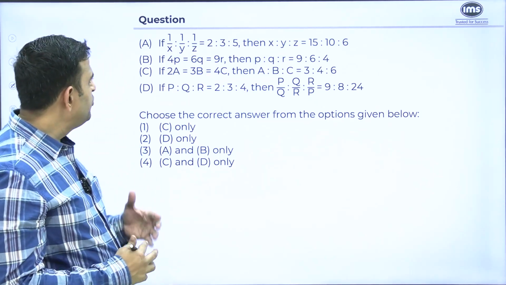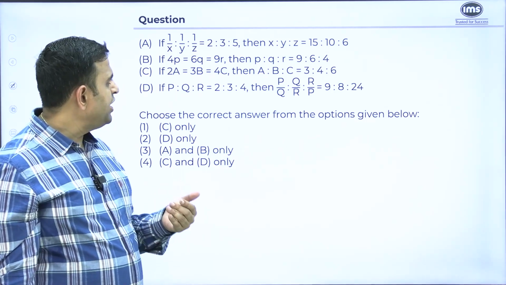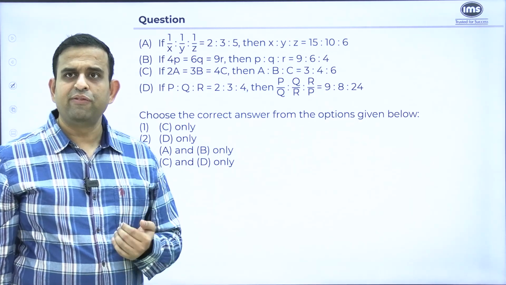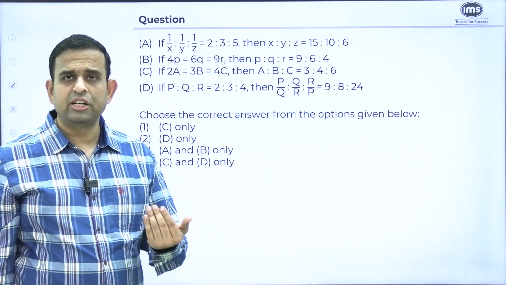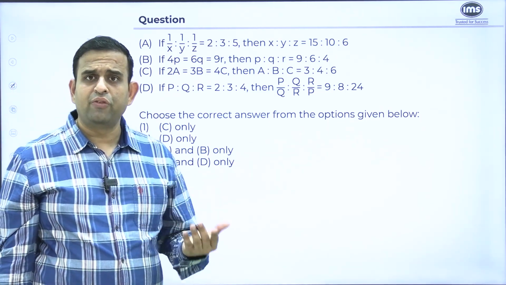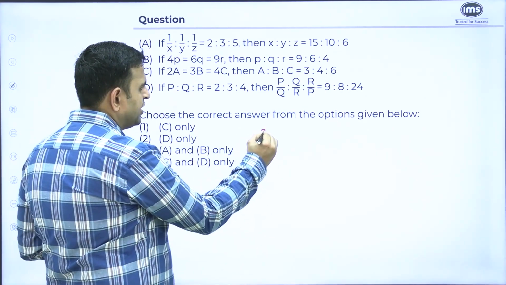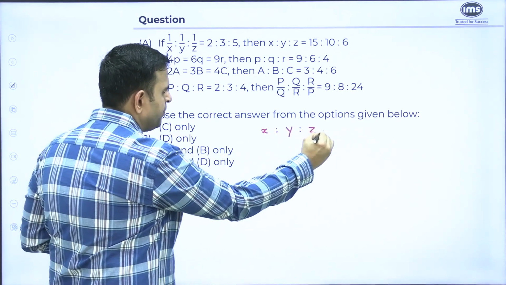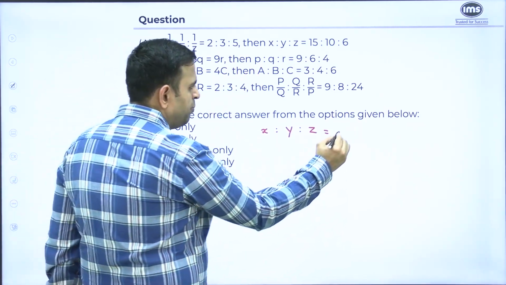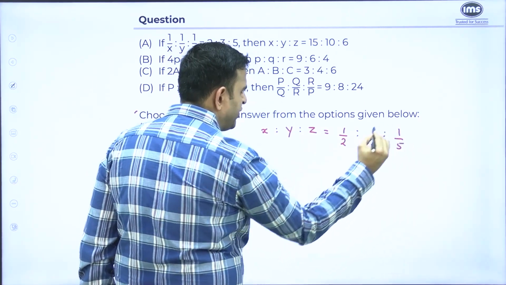In the next sum, they have given you 4 statements, and number A talks about if 1 upon x is to 1 upon y is to 1 upon z happens to be 2 is to 3 is to 5, then x is to y is to z will be equal to 15 is to 10 is to 6 over here. Now, it's a very basic question, one can say based on the property of ratios, and what we can conclude is if I want to take the reciprocal over here, like x is to y is to z, I will take the reciprocal of the numbers 2, 3 and 5, which basically would mean 1 by 2 is to 1 by 3 is to 1 by 5 over here.